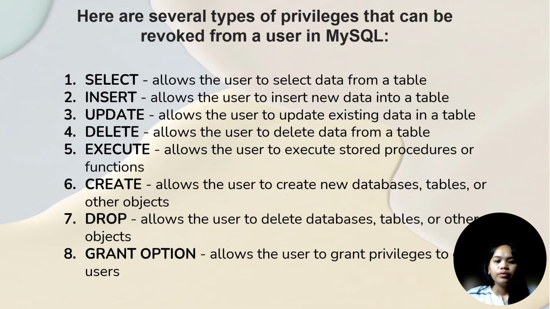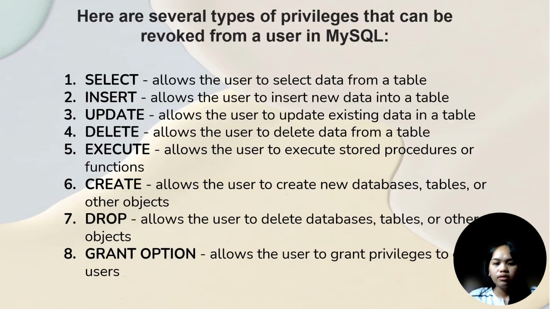So here are several types of privileges that can be revoked from a user in MySQL. There are 8 privileges that we can revoke. A while ago, we talked about grant. We grant the privileges to a user. Here, we're going to revoke. We're going to cancel the privileges from the user. So what are those privileges? We can revoke select, insert, update, delete, execute, create, drop, and grant. Okay, so there are 7.